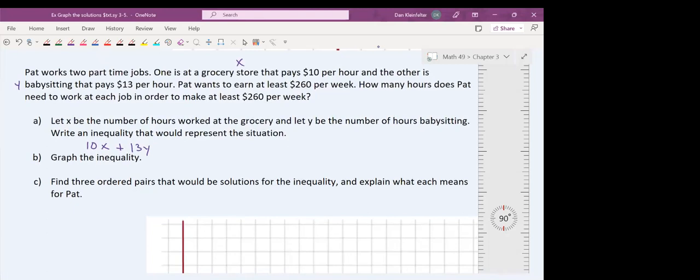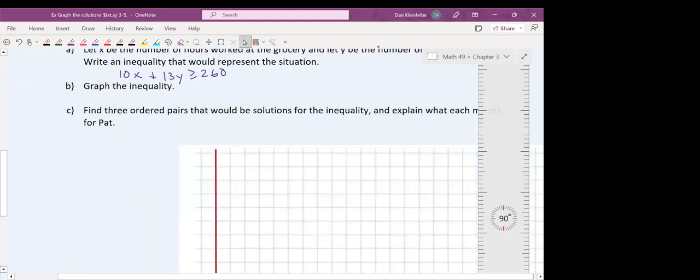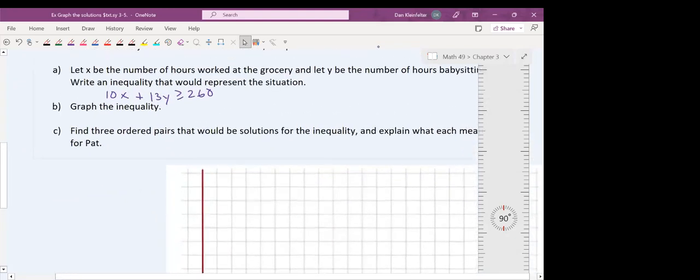And Pat wants to make at least 260 a week. So more would be okay, definitely good. But it doesn't have to be exactly more than; Pat wants to make at least, so it could be equal to 260. So we'll have 10x plus 13y is greater than or equal to 260. All right, so let's work on making the graph for that.